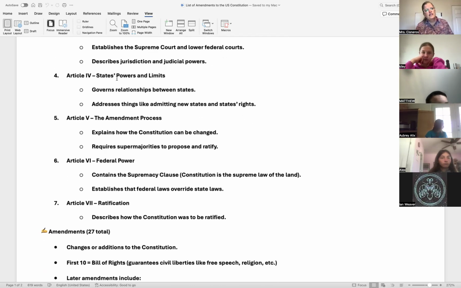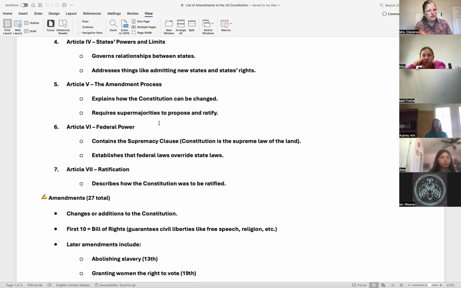Article 4 are the state's powers and limits. So that's each individual state. Article 5 is the amendment process, because they knew that at that time that our country would evolve and times would change and there would be reasons to amend the Constitution, which means to add to what the original Constitution was written.